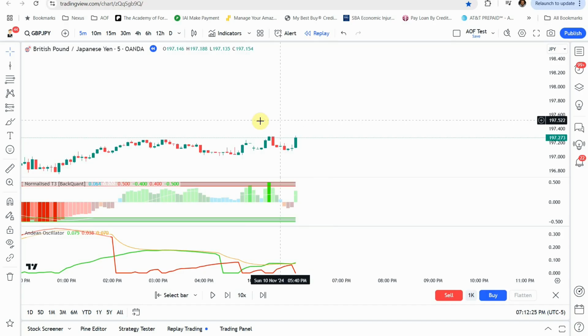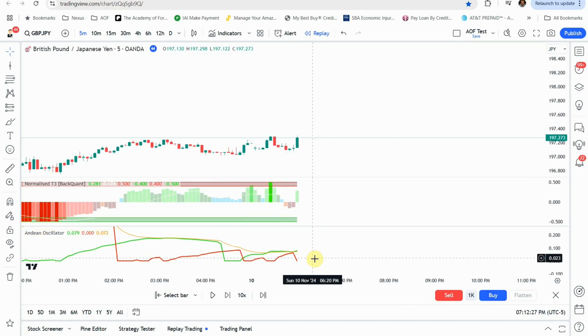And for a long trade, what we're looking for is when the Andean oscillator green line crosses up above the orange and the red. You can see it's well above the red right here. And again, if you hover over this bar, you can see that the green number now is at 0.079 and the orange one is at 0.072. That means that the green line is above both the red and the orange.